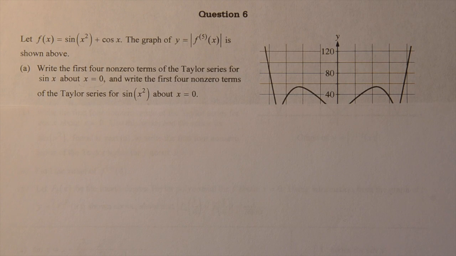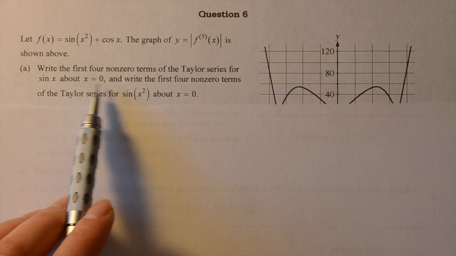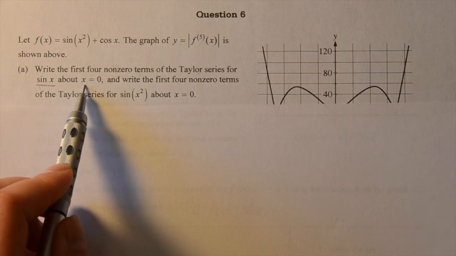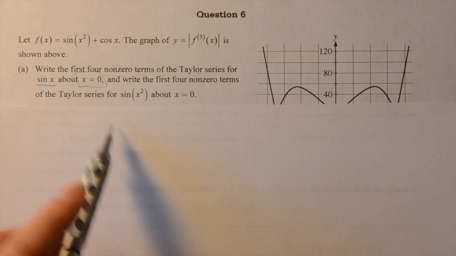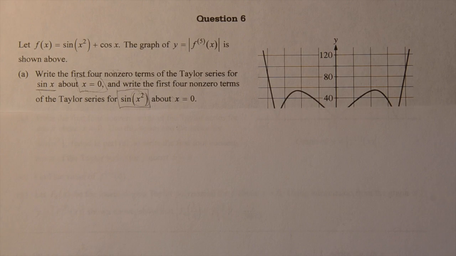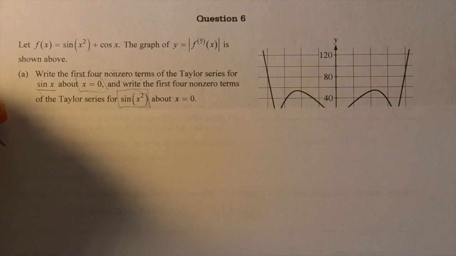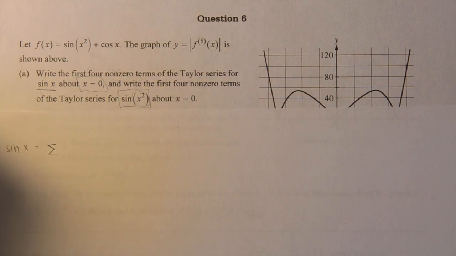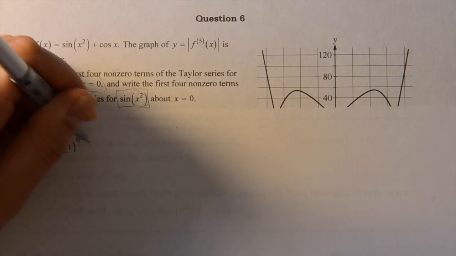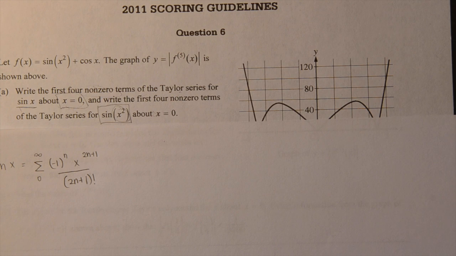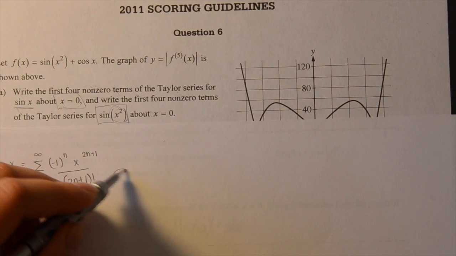For the first problem, it asks you to write the first 4 non-zero terms of the Taylor series for sine of x about x equals 0, and then do the same for sine x squared about x equals 0. For Taylor series, sine of x is the equivalent of this summation. If you want to see how I derived it, come over here.